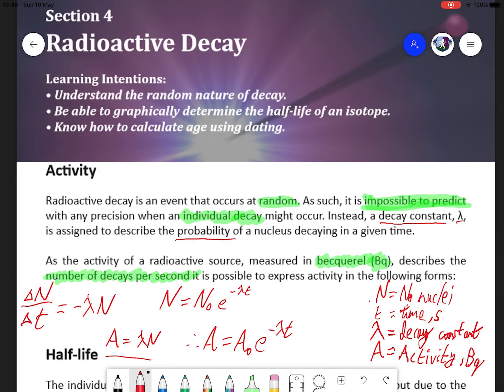Now that means we have our activity at present and our original activity, which are very easy to use in terms of measured values. But this form of the equation is not given in the exam. So it is an important one to be able to derive using these two equations.